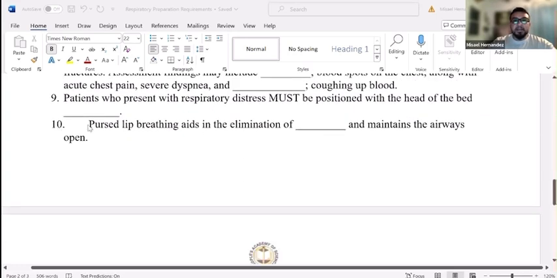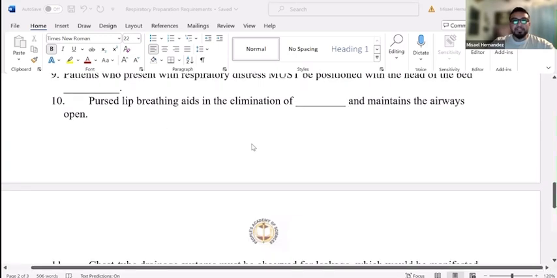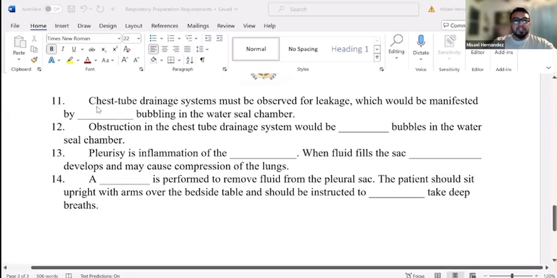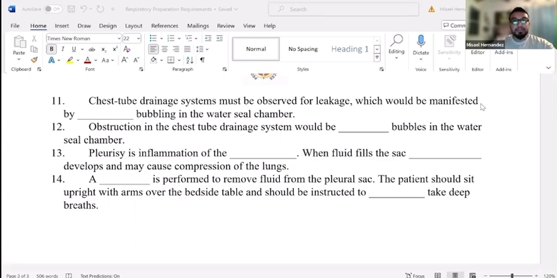Number 10, pursed lip breathing aids in the elimination of blank and maintains the airways open. Number 11, chest tube drainage systems must be observed for leakage, which would be manifested by blank bubbling in the water sealed chamber.